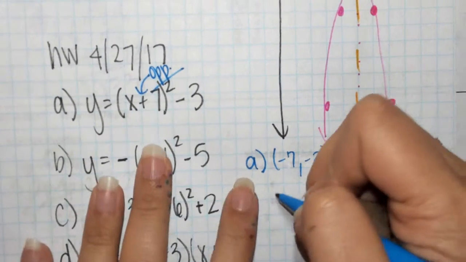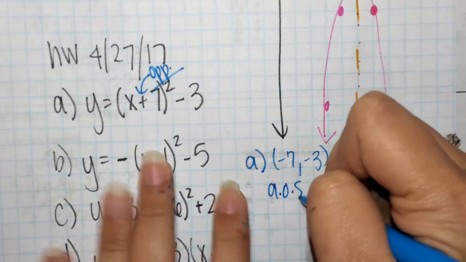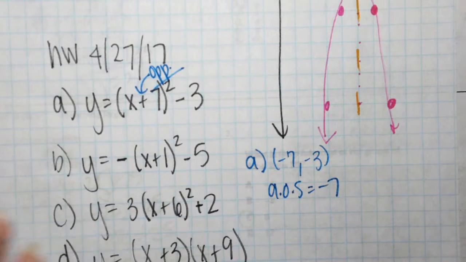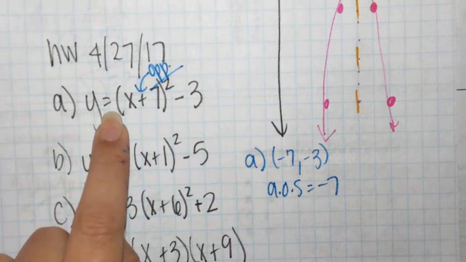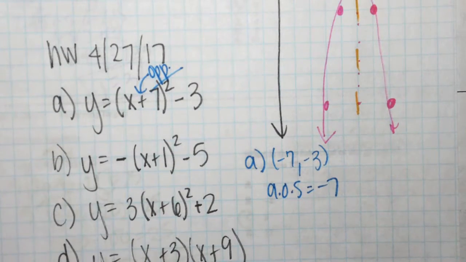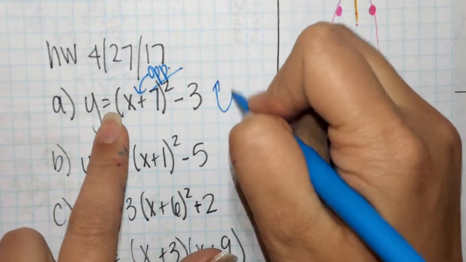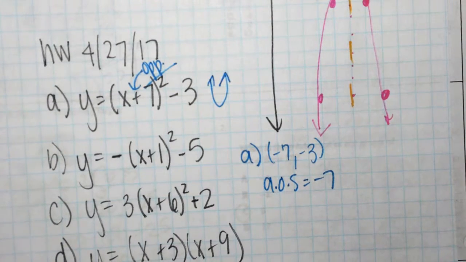What is my axis of symmetry? Negative 7. Negative 7. Okay? So on my graph, is this going to be a snow cone or a taco? Taco. A taco, because it's positive. So this one's going to open up.